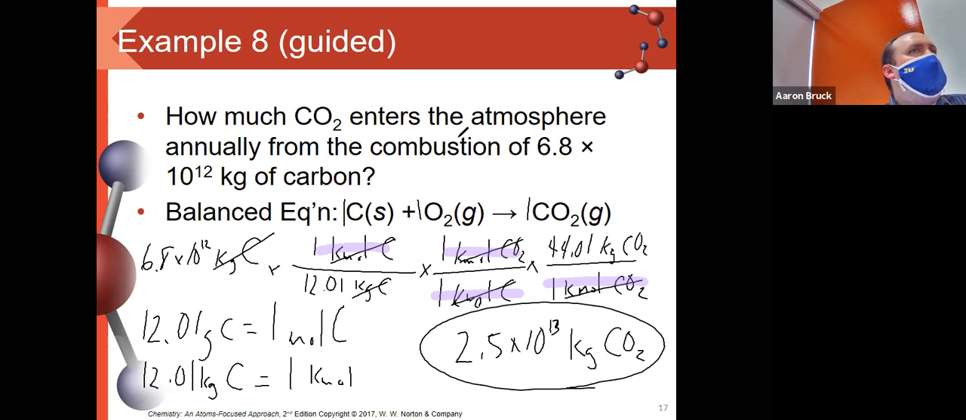So we could have converted all of this to grams and solved it for grams. We would have gotten a big number: 2.5 times 10 to the 16th instead of times 10 to the 13th. The nuts and bolts would have been exactly the same though. All right, any questions with this example?